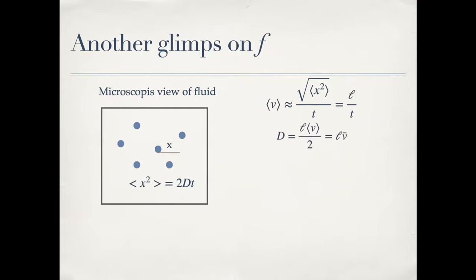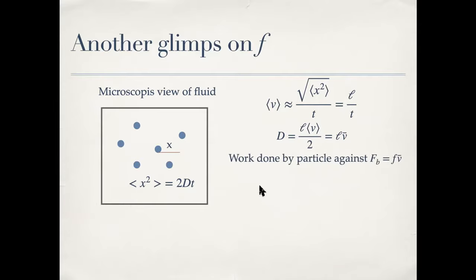And using this formula, I can easily see that the diffusion coefficient D is just the product of L times V bar. What is the V bar? This is a mean velocity, because if I have an object which moves with the average velocity V, then its mean velocity is just the average velocity divided by 2. So I have a very beautiful formula for a diffusion coefficient.